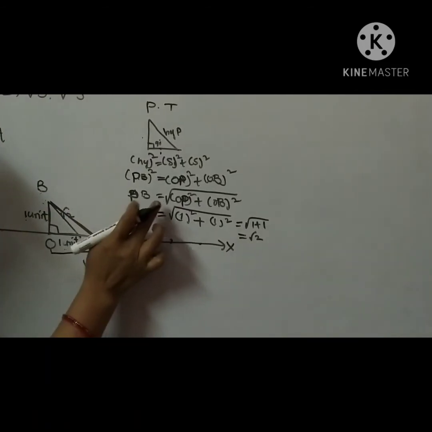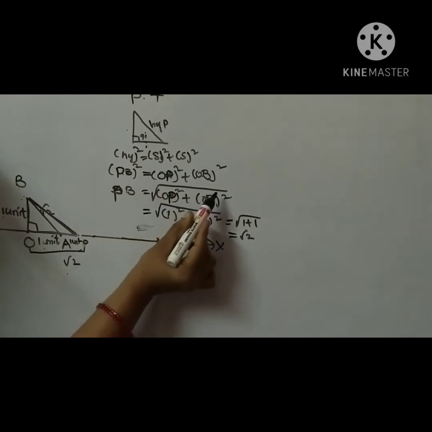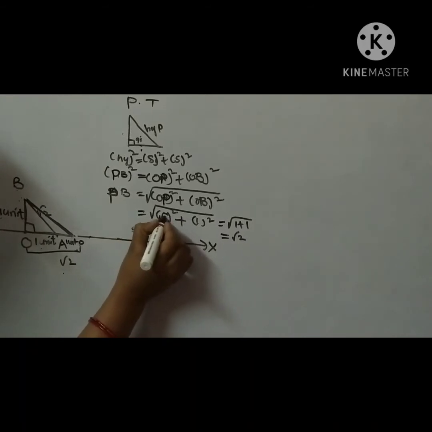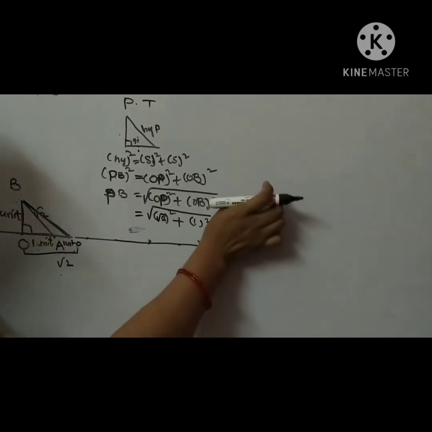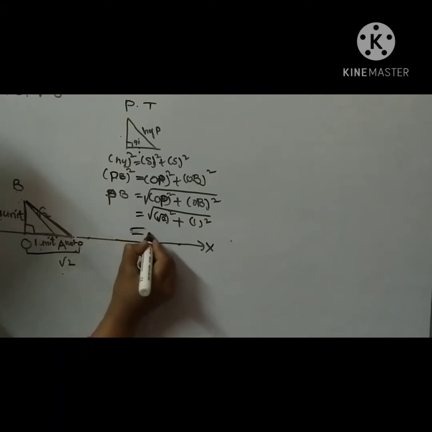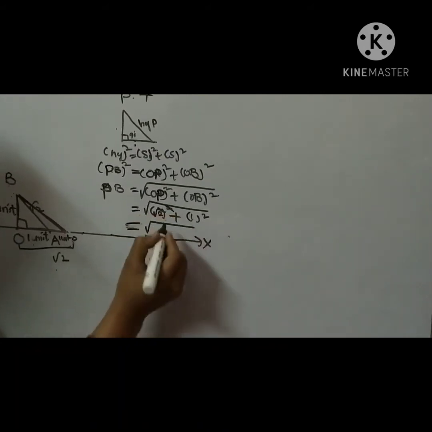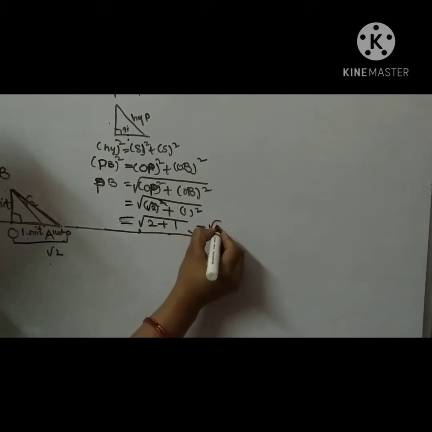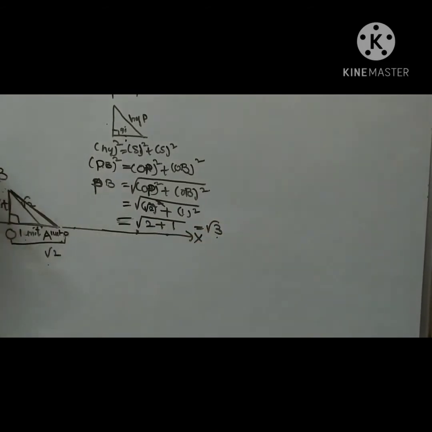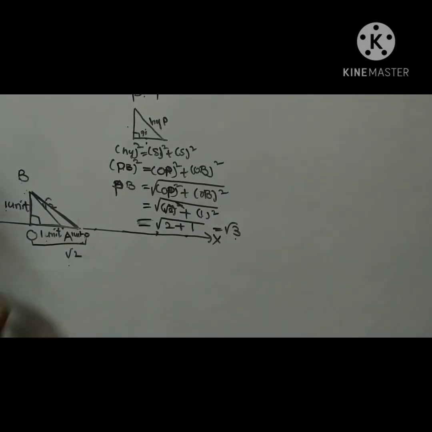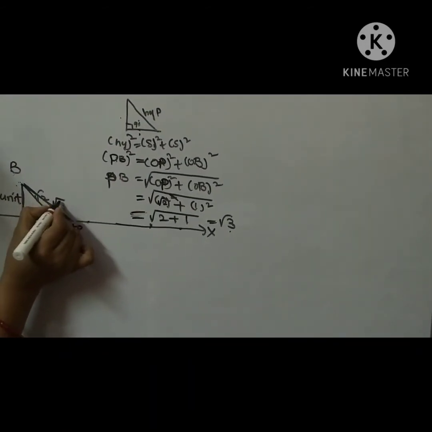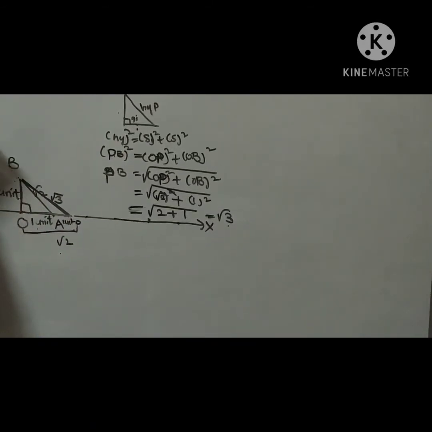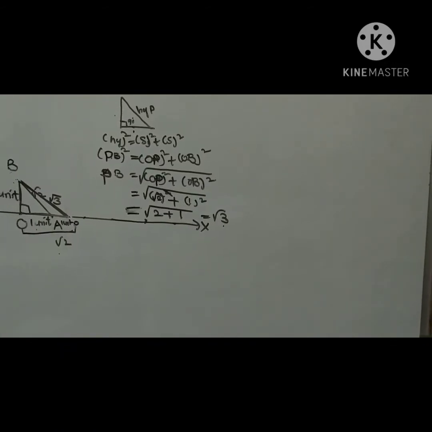So PB equals root of OP square plus OB whole square. What is the distance of OP? Root 2 whole square. Here the square root cancels, remaining 2, and 1 square means 1. So the distance is 2 plus 1, 3. PB equals root 3. So write the distance root 3. Did you understand, children? So root 2 and root 3 are the distances.